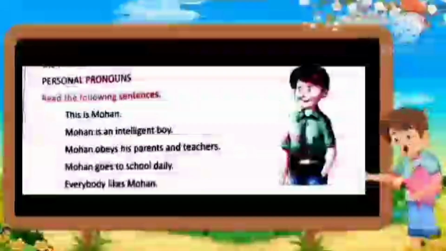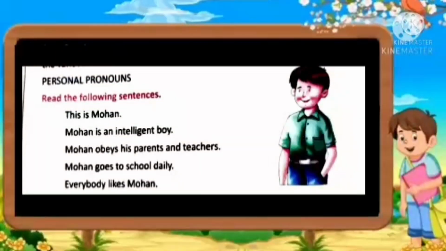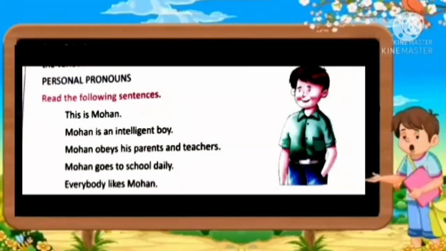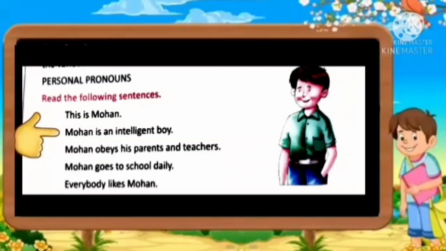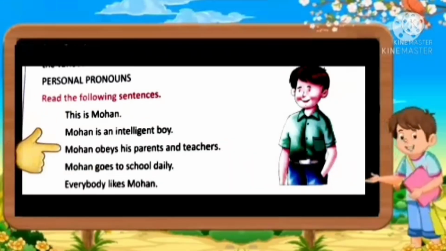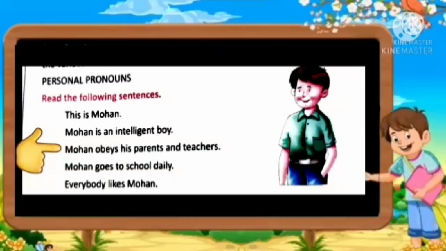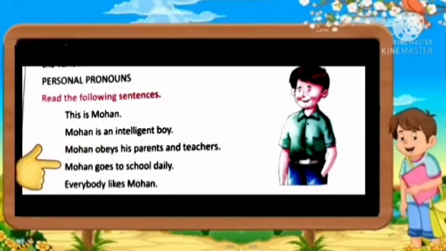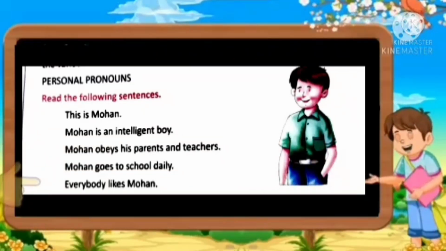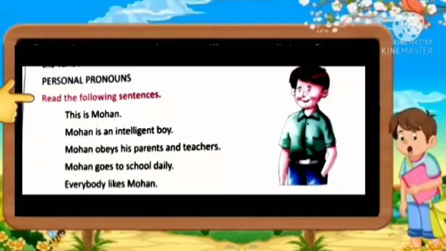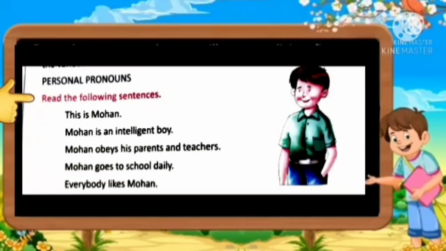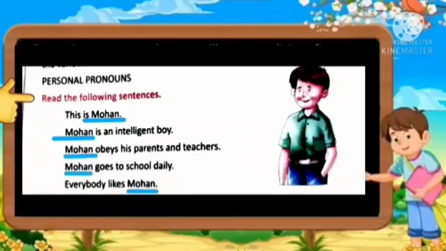Now look here on page number 54. Read the following sentences. This is Mohan. Mohan is an intelligent boy. Mohan obeys his parents and teachers. Mohan goes to school daily. Everybody likes Mohan. Now children, in these sentences, have you noticed the word Mohan is repeated many times.